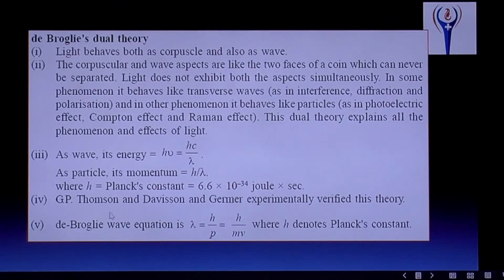And G.P. Thomson and Davisson and Germer experimentally verified this theory. G.P. Thomson and Davisson Germer proved the de Broglie theory. And the de Broglie wave equation is lambda equal to h by p equal to h by mv. Here h is Planck's constant, and lambda, the de Broglie wavelength, is nothing but h by p. What is p? P is the momentum.